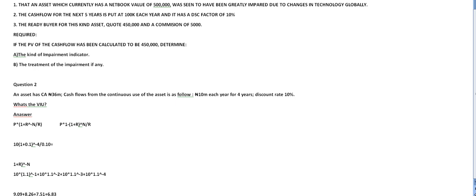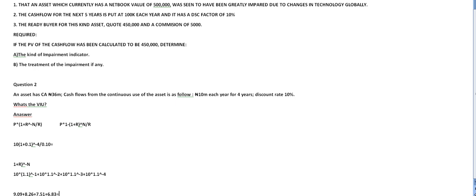Okay, so add the 4 together. What will you have? 0.683 multiplied by 10, what will it give to you? No, it has already been multiplied. That's why it is 6.83. So now I'm talking to the person that gave me 0.8683 to multiply by 10.